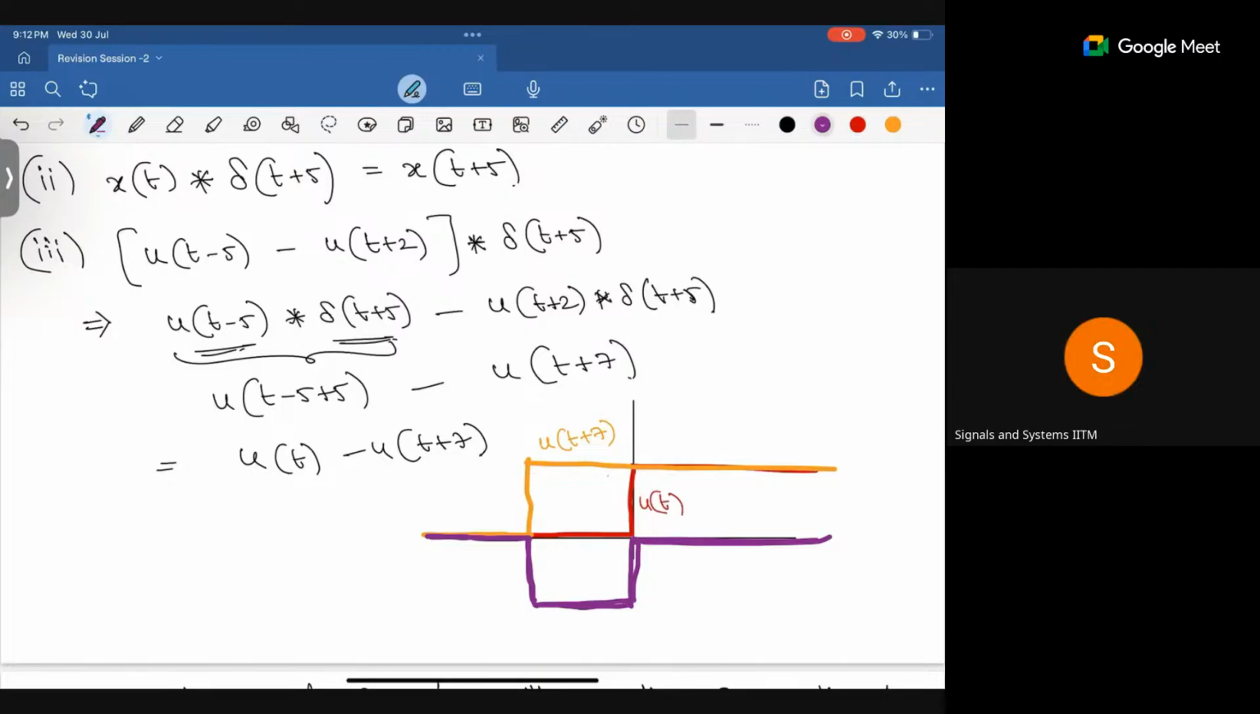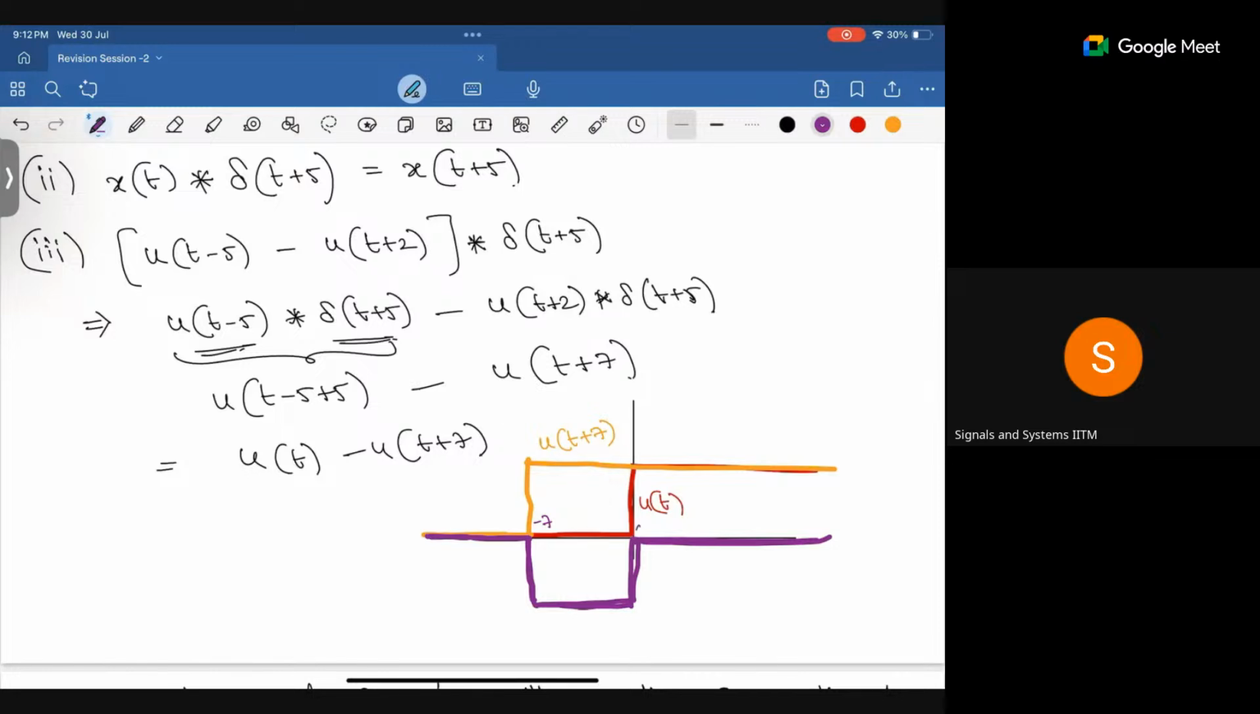Now what am I doing? I am subtracting this orange signal from the red signal. Till this point, minus 7, both the signals are 0. So 0 minus 0 will be 0, so the violet one will be 0.